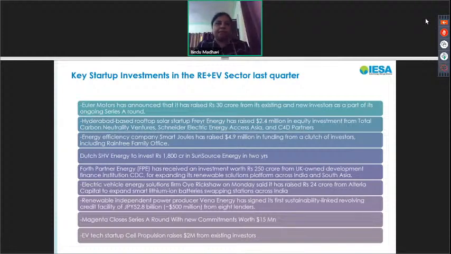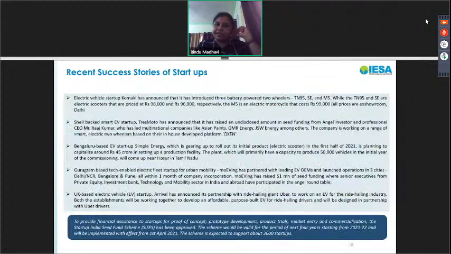Some of the success stories: Shell-backed Smart EV Trust Motors has announced that it has raised an undisclosed amount from angel investors. Also, Simple Energy has announced many electric scooters. In recent times, we can see a trend of new electric scooters coming from startups. Similarly, Gurgaon-based electric fleet startup Urban Mobility Moving has partnered with EV OEMs and launched operations in three cities, Delhi, Bangalore, and Pune, one OEM being Hero Electric. And they have raised 1 million in seed funding just from senior executives of investment banks and private equity companies in a single angel round.